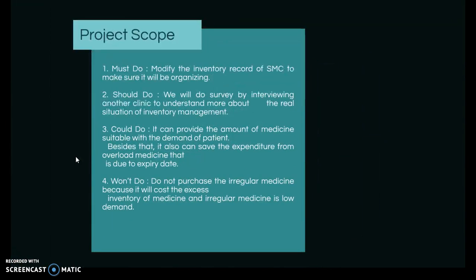Project scope. First, must do is to modify the inventory record of SMC to make sure it will be organized. Second, should do is we will do a survey by interviewing another clinic to understand more about the real situation of inventory management. Third, could do is to provide the amount of medicine suitable with the demand of patients. Besides that, it can also save the expenditure from overloaded medicine that is due to expiry date. And lastly, will not do is purchasing the irregular medicine because it will cause excess inventory of medicine and irregular medicine is low demand.